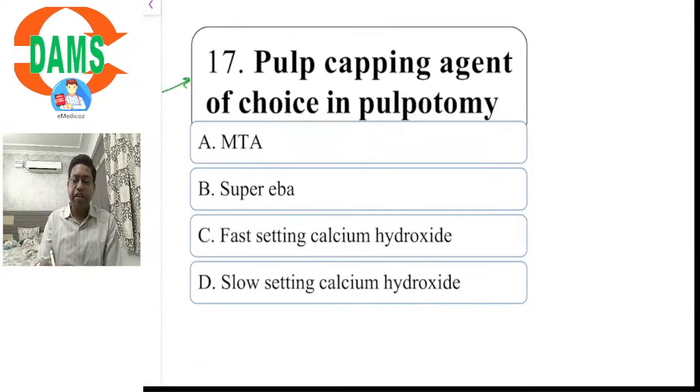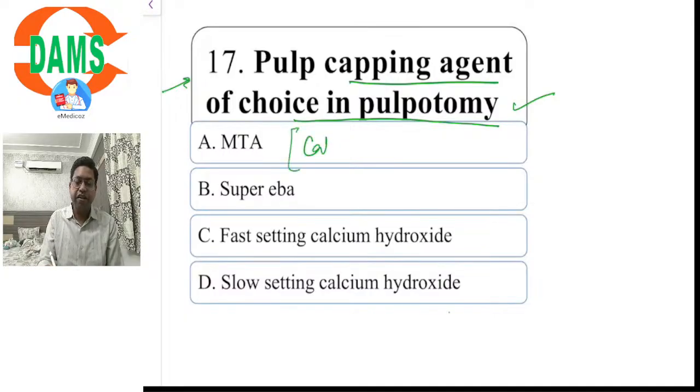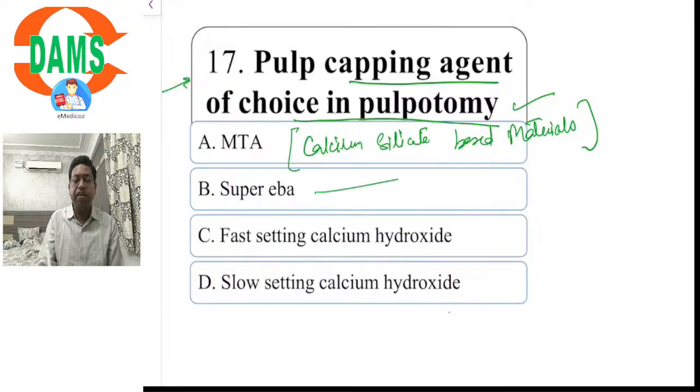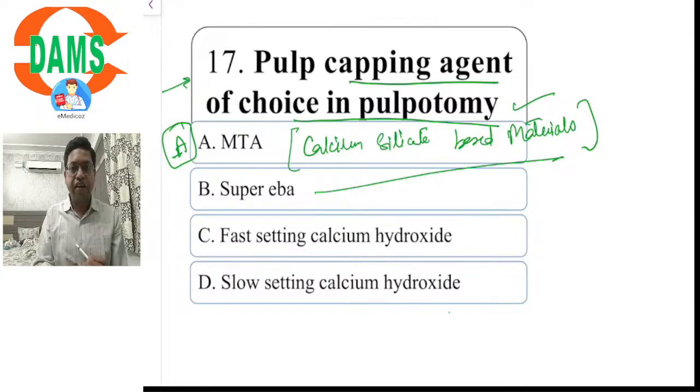Question number 17. The pulp capping agent of choice in pulpotomy, which is another form of vital pulp therapy. MTA, super EBA, fast setting calcium hydroxide, slow setting calcium hydroxide. Definitely MTA and other calcium silicate based materials. They are the most preferred pulpotomy agents for pulp capping. Okay, so the answer to this question would be option A.